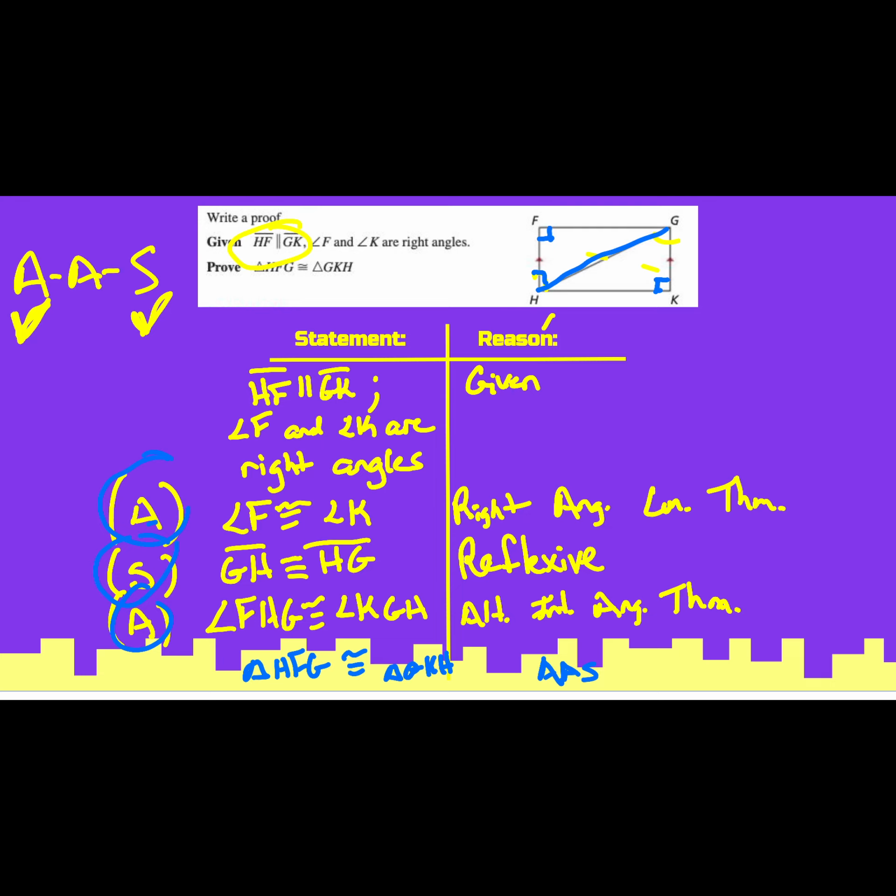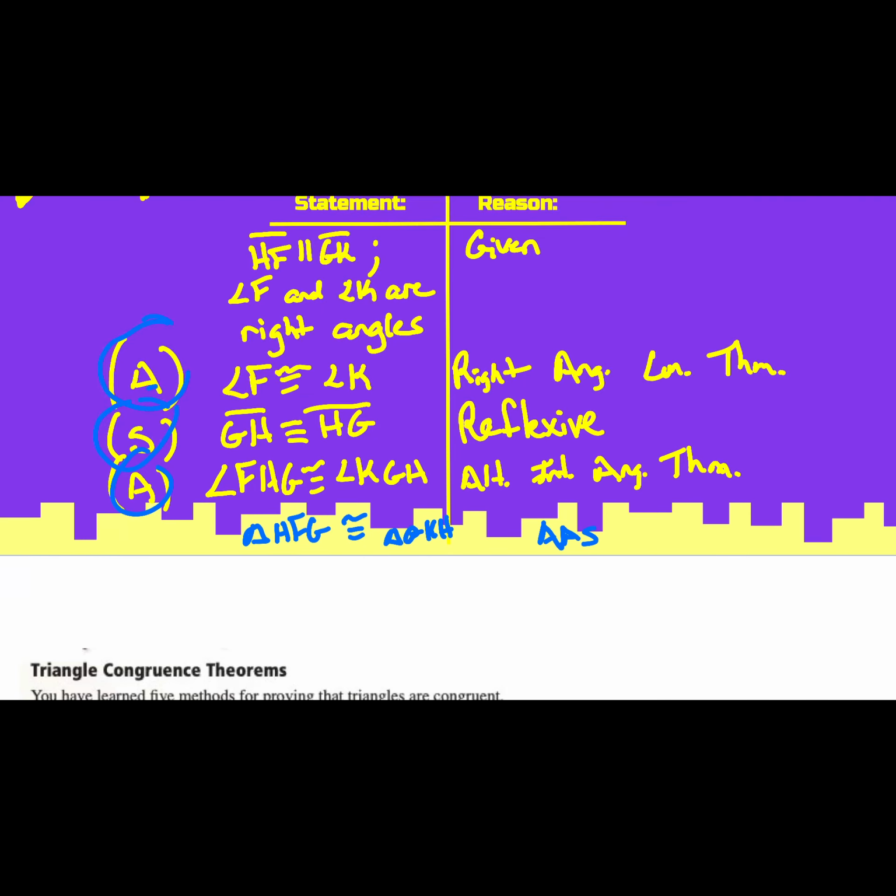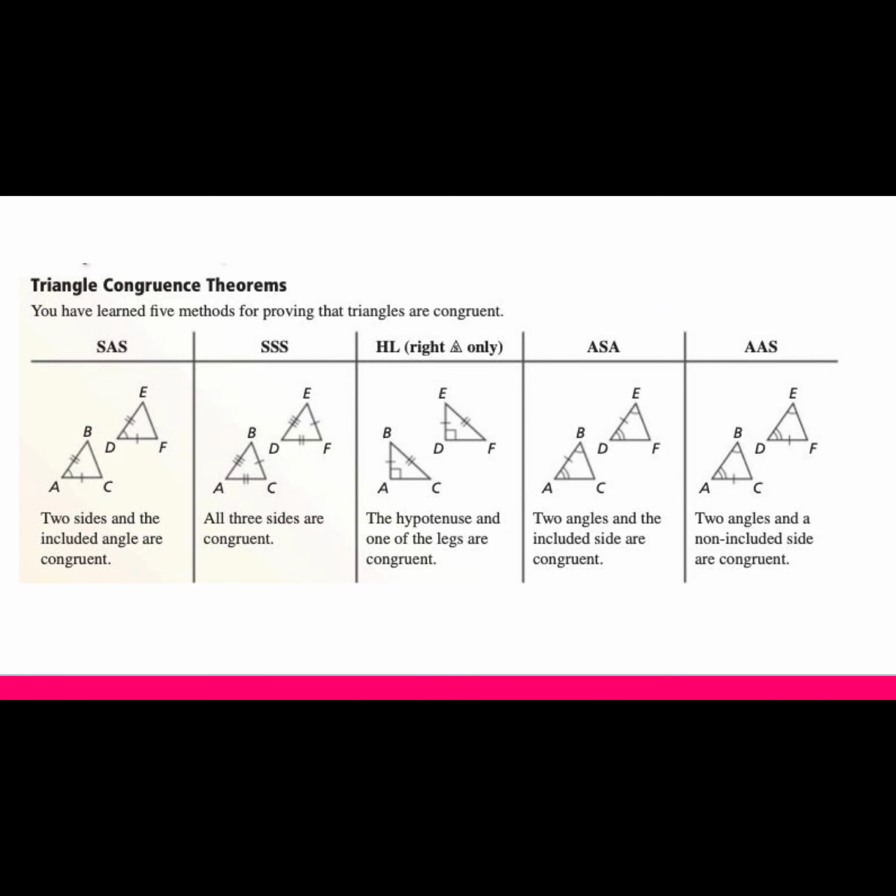I'm over it. Super cool, right? No. I'm over it. Angle side, right. Here are all the theorems we've looked at. 5 different ways that we can prove that triangles are congruent. I think it makes me cry.